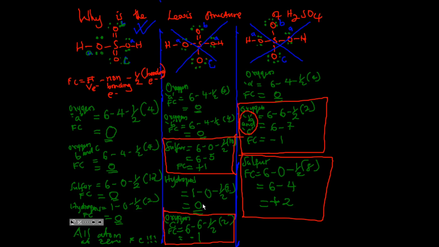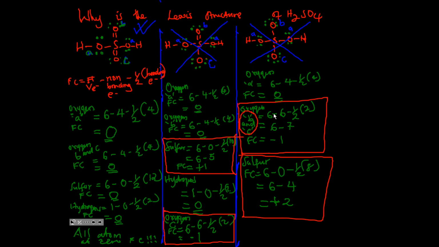The hydrogen is still going to have a formal charge of 0, while the oxygen C, this oxygen here, has 6 non-bonding electrons, and it has 1 bond, 2 electrons. It has a valence of 6. The formal charge is -1. So you see, you have a problem here. You have sulfur with a formal charge of +1, and oxygen with a formal charge of -1. Those are not as good as what you can have in this structure, so this is out.